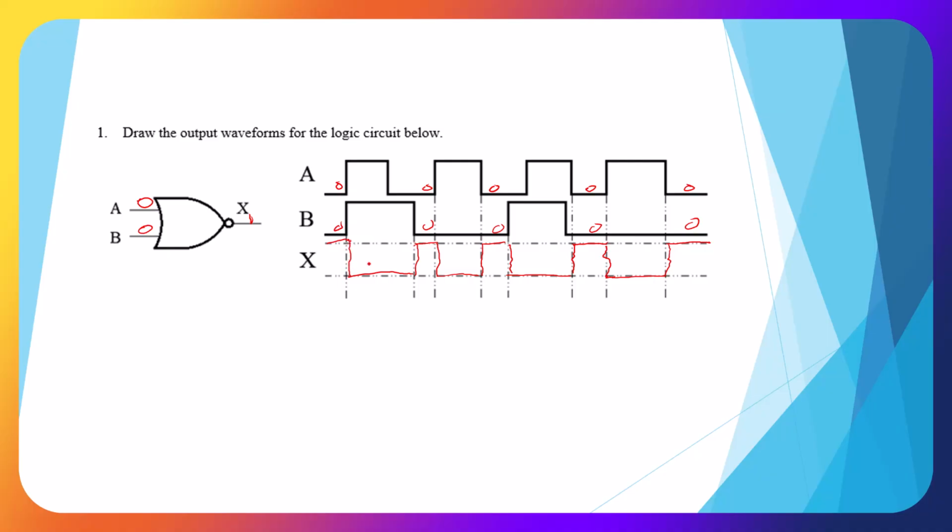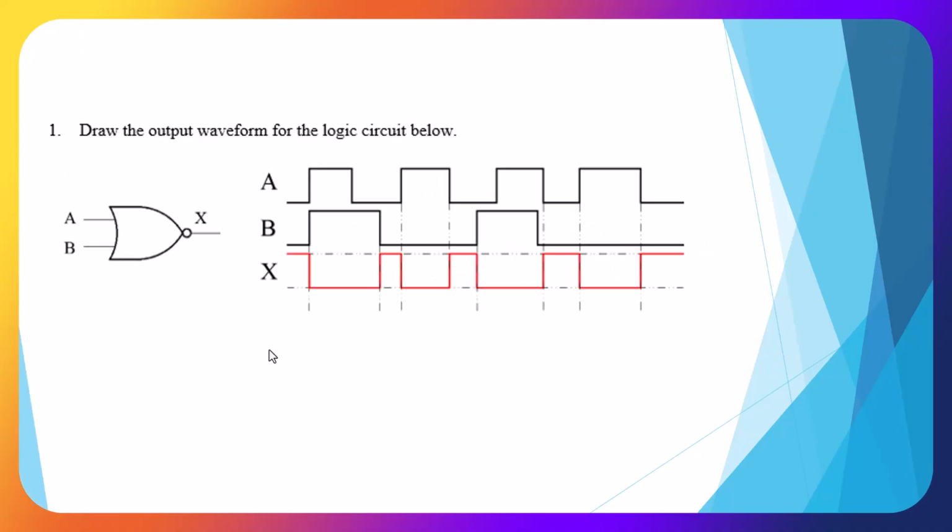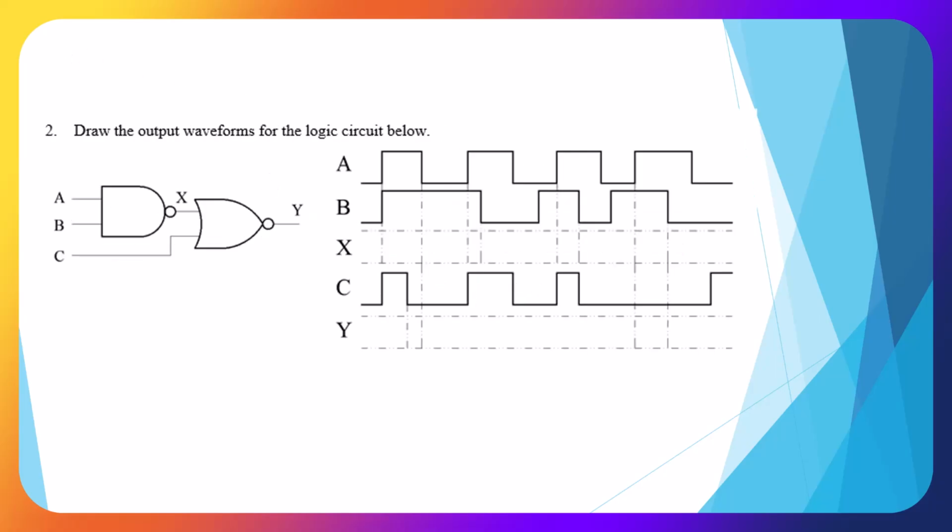Okay, let's compare it to the answer. There's 5 high pulses. Okay, here's our pretty answer, and we've got 1, 2, 3, 4, 5 highs. It looks correct. Okay, here we have a combination circuit of a NAND feeding into a NOR.